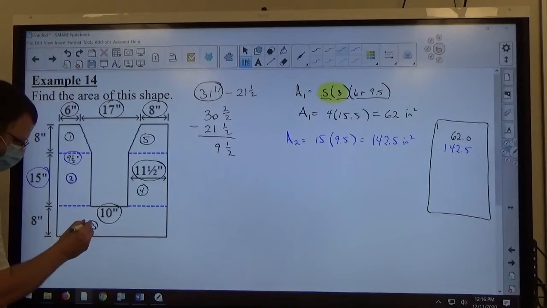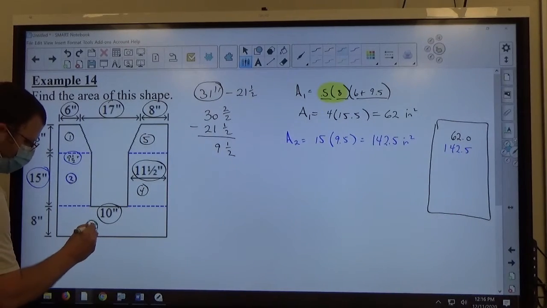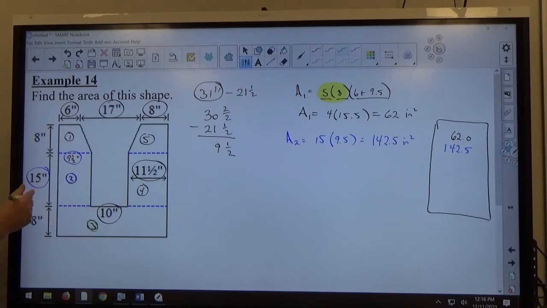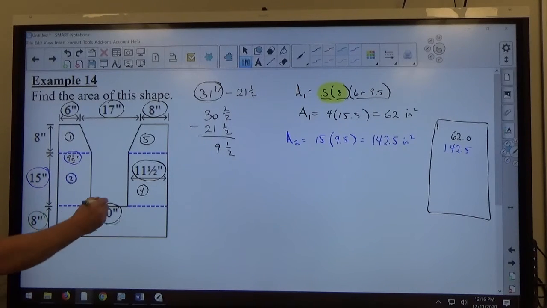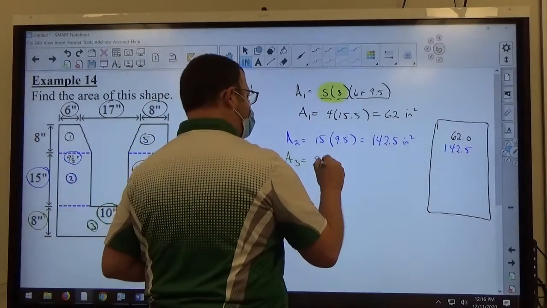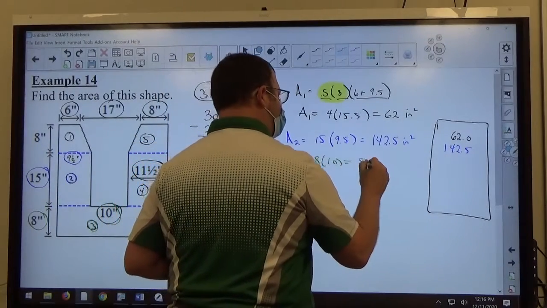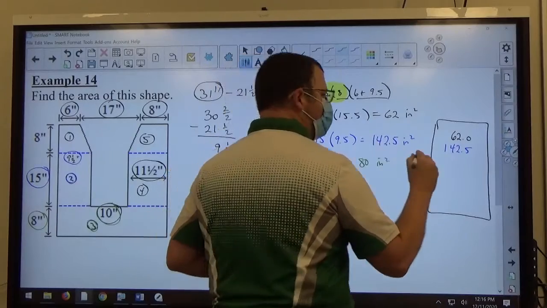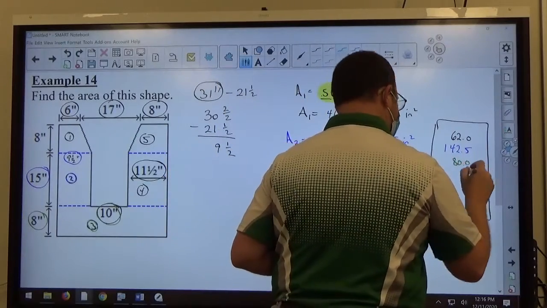My next area I'm going to do in green, this is number 3. Once again, a rectangle, it's 8 inches by 10 inches, so the area of rectangle 3 is simply going to be 8 times 10, which of course is 80 square inches. So this is plus 80.0.